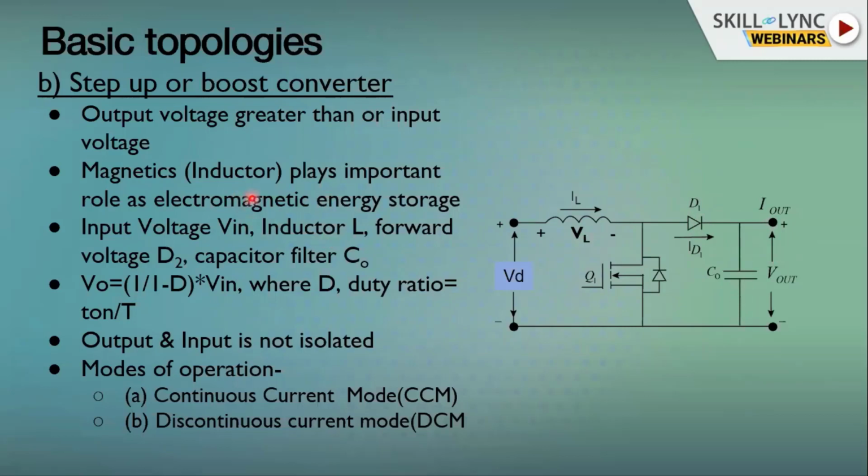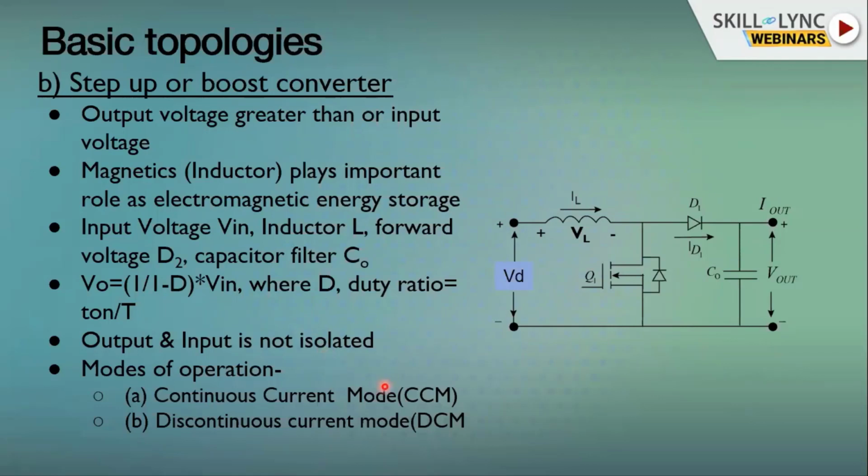Like I said, in this magnetics, the inductor plays a very important role in electromagnetic energy storage. In this case, the output will be equal to 1 divided by 1 minus D, into Vin or Vd, where D is the duty ratio. So if you use this formula and put the duty ratio as 1, technically the output voltage will be infinite. That is not possible, but you have to keep D in such a way that the output voltage you get is more than the input voltage, that is Vd or Vin.